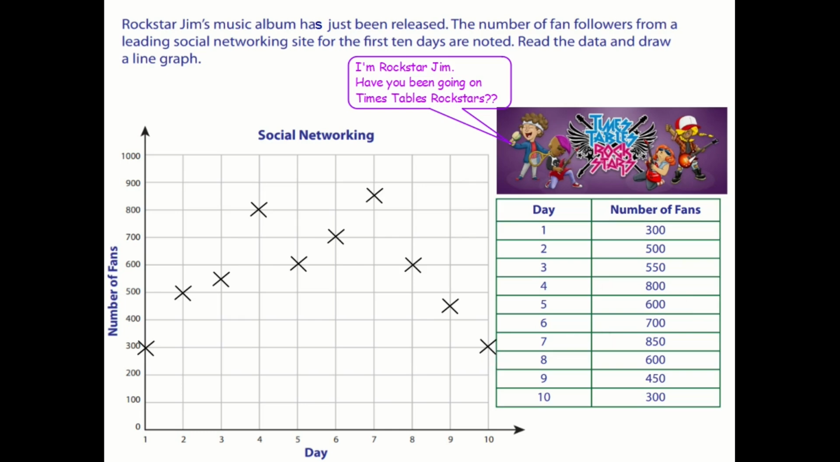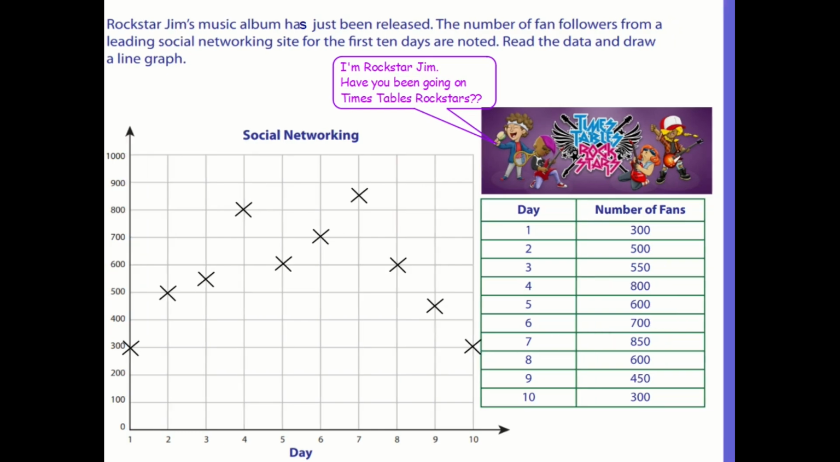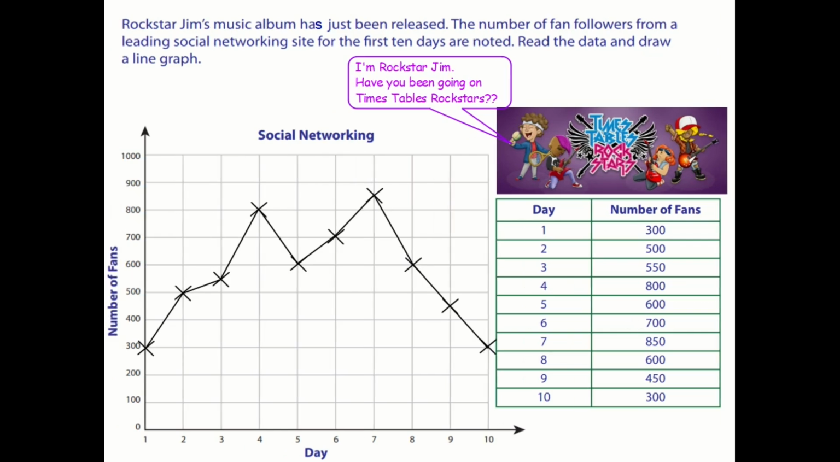Okay, so what do you do now? You need to join them up with straight lines, like this. So from here to here with a nice straight line, you just use a ruler going from point to point. Like so. And that is your line graph.